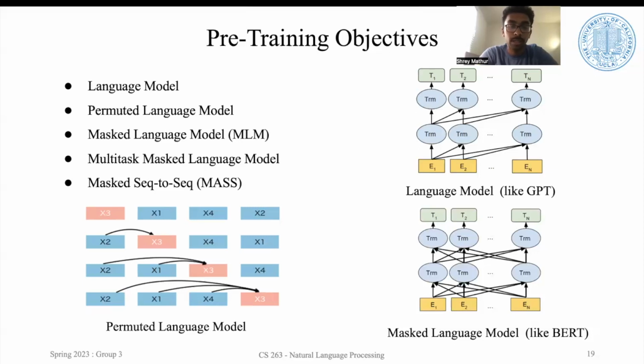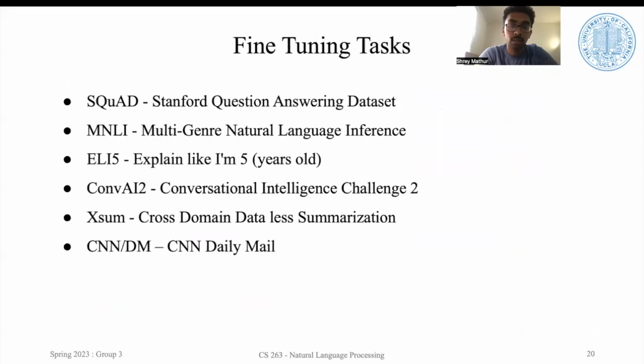So we've now seen the pre-training objectives. Let's have a look at the tasks on which the models are going to be fine-tuned. So we have the Stanford Question Answering Dataset task. In this, a question and a context are passed as input to the model, and the model predicts the span of the text within the context that will be the answer to the question. We have the multi-genre natural language inference task, in which the model predicts whether the hypothesis is true, false, or cannot be determined based on a given premise.